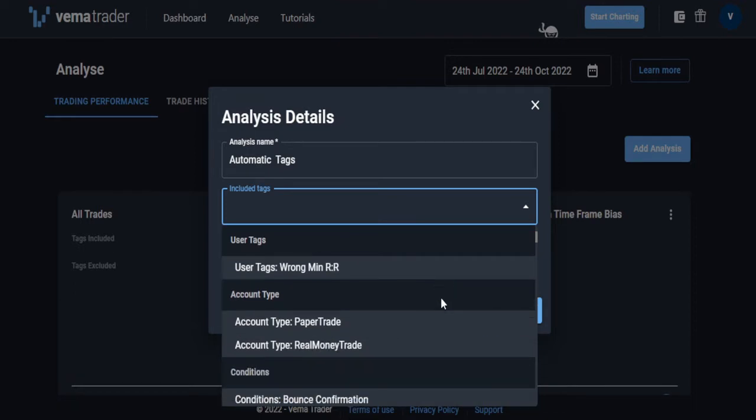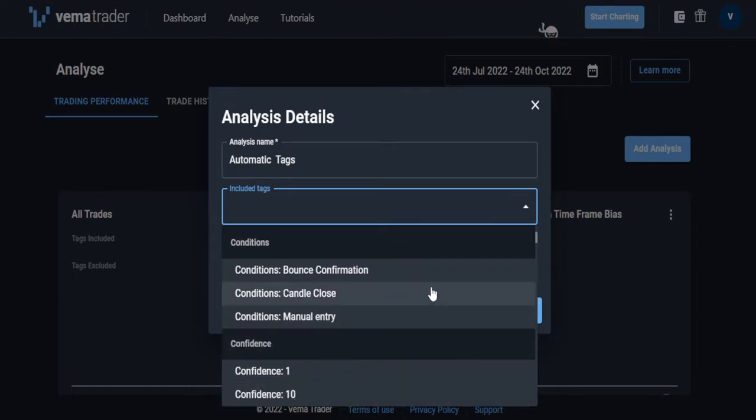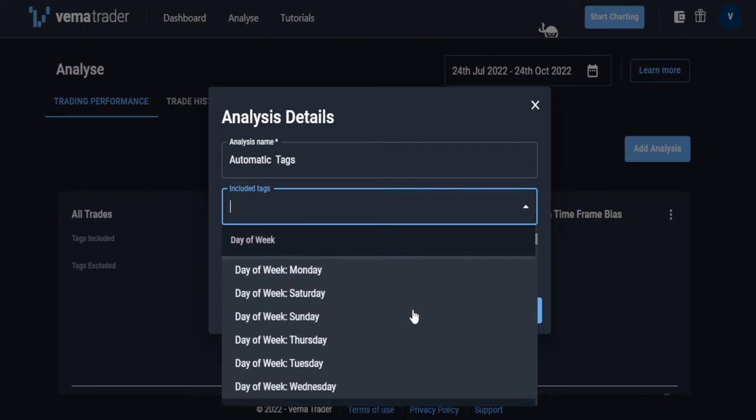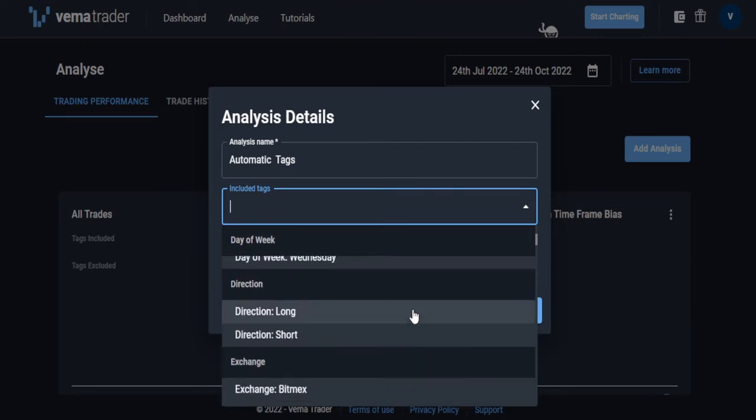Now, the very first one is account type. Is this a paper trade or a live trade? VEMA will tag that for you. You don't need to enter that. Conditions. Are you using confirmation? Are you using candle close? Is it a manual entry trade? All tagged for you. Whatever you set your confidence and your mood to will automatically be tagged, as will your day of the week, the direction.